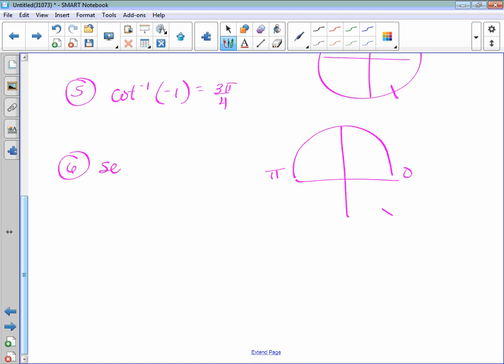Alright, let's do secant of 2. Is that -1? I forgot my inverse. That other one doesn't work. Inverse secant of 2. Wait, I don't know this.